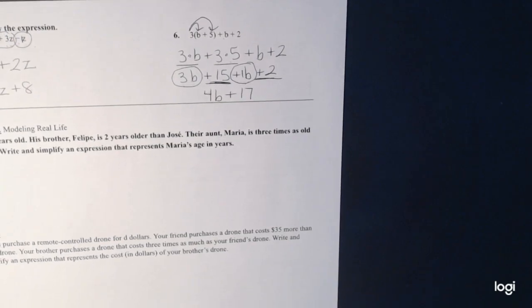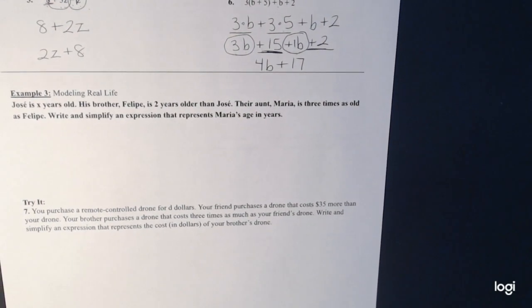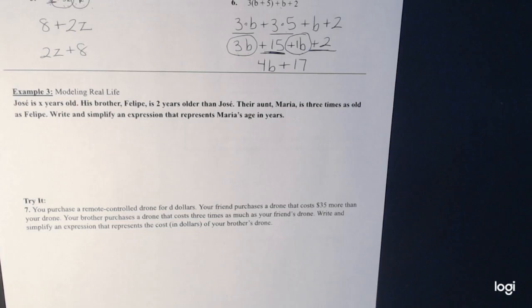All right, let's look at our last 2 problems here. It says Jose is X years old. His brother Felipe is 2 years older than Jose. Their Aunt Maria is 3 times as old as Felipe. Write and simplify an expression that represents Maria's age in years.